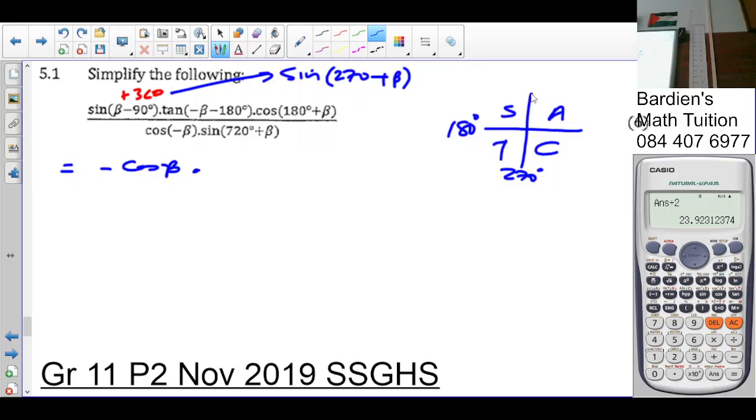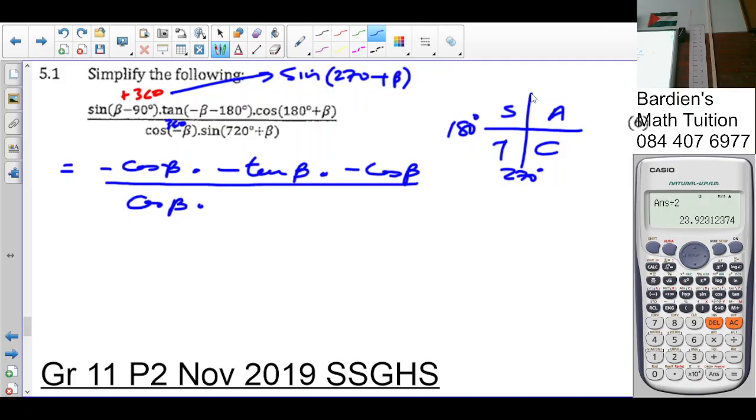Times, again a negative 180, add 360, I get 180 minus beta. 180 minus beta taken to the second quadrant is negative tan beta, times 180 plus beta. Cos in the third quadrant is negative, so it's negative cos beta over negative beta. Again I add 360 to it, it's going to become 360 minus beta, which is cos beta, times 270 minus 360, which gives you 360 minus 360, just giving you the angle of beta.